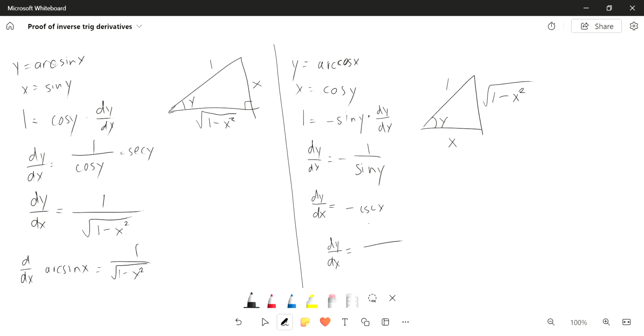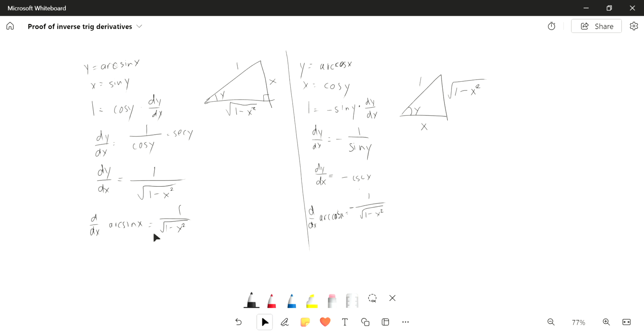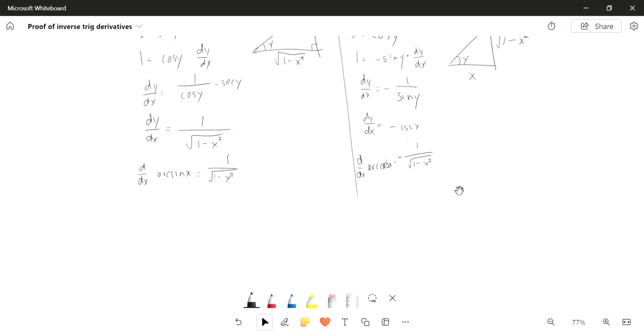And since cosecant is hypotenuse over opposite, we get 1 over the square root of 1 minus x squared, but this negative carries over. So we have the negative of 1 over root 1 minus x squared as our derivative for cosine inverse. And notice how the derivatives for sine inverse and cosine inverse are just the negative of each other. If you were to multiply one by negative 1, you get the other one.